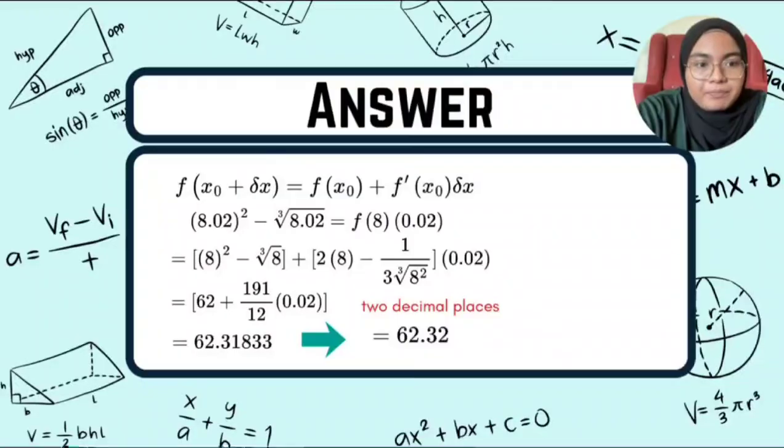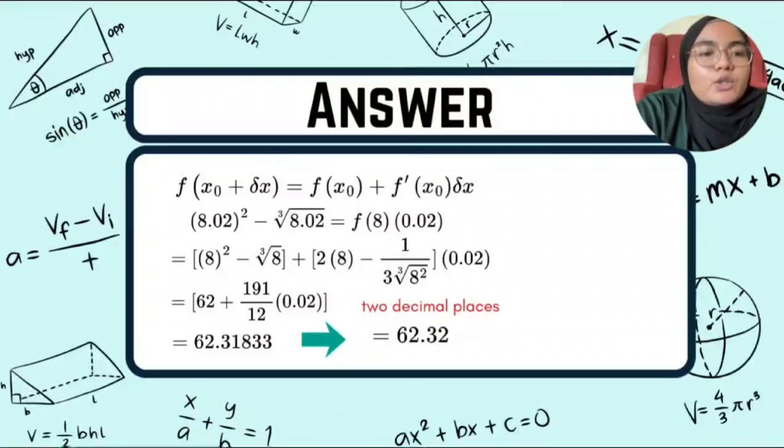We use the formula. In this question, x naught equal to 8 and delta x equal to 0.02. So, we estimate the value of the function at 8.02. First, we calculate the original function value. Since we know 8 squared equal to 64 and the cube root of 8 is 2, we get 62. Next, we calculate the derivative at x naught equal to 8. We already found that f prime of x equal to 2x minus 1 over 3x to the power of 2 over 3. Now, after we calculate, we get 191 over 12.